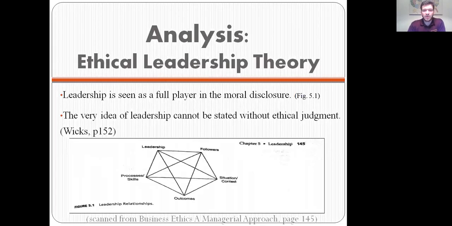So to analyze this, we will use ethical leadership theory. The ethical leadership theory states that leadership is seen as a full player in the moral discourse, as seen in figure 5.1 of our book. I've attached a very crudely scanned version of that down below. Our book also states that the very idea of leadership cannot be stated without ethical judgment.